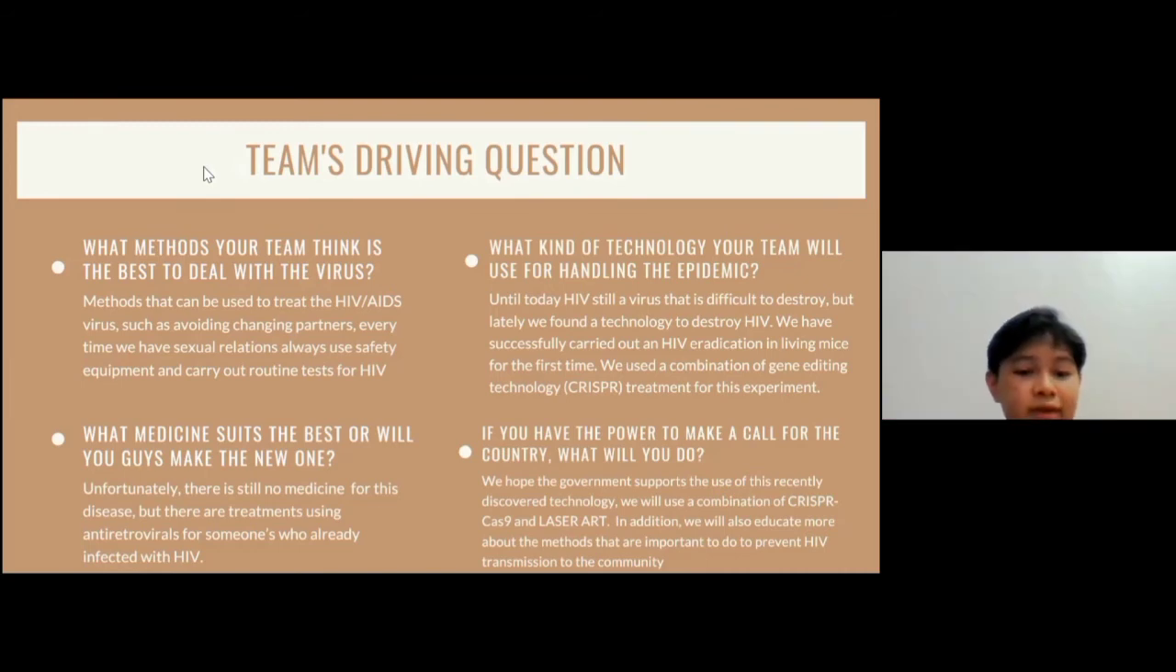Second question, what medicine suits best, or will you guys make a new one? Our answer is, unfortunately, there is still no cure for this disease, but there are treatments using antiretroviral for someone who is already infected with HIV.